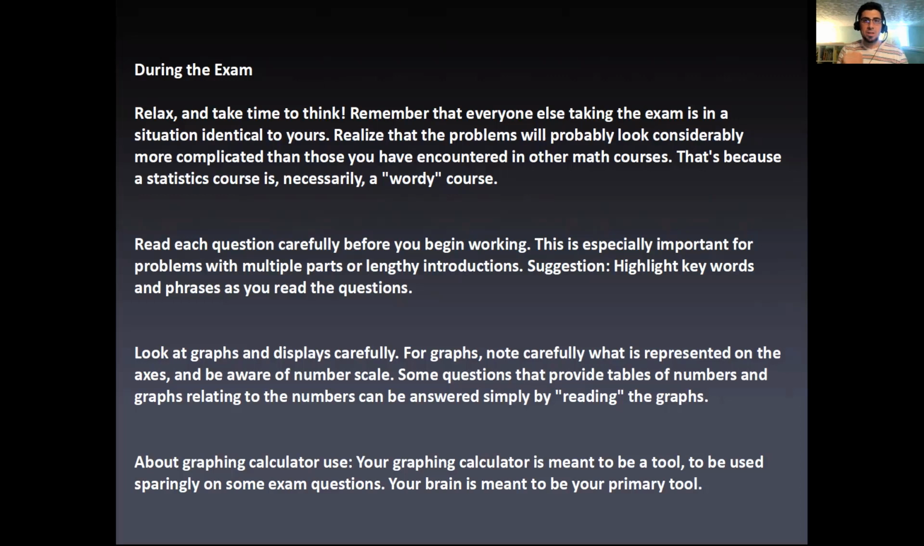There isn't always a step-by-step procedure for answering every single question. Sometimes you have to think through the question to figure out, okay, what are they asking for? How might I use what I know to answer that?